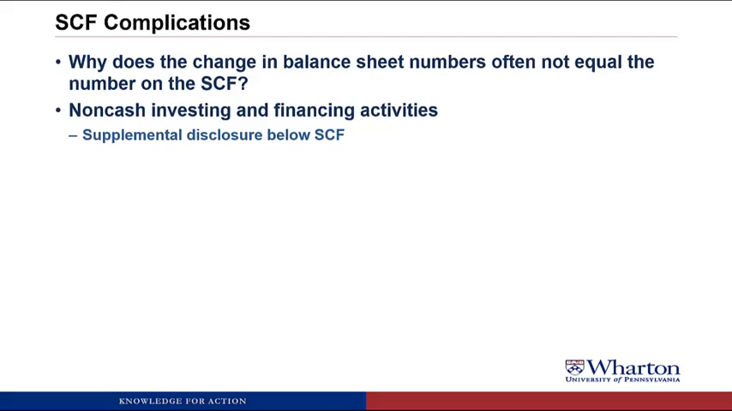An example would be, let's say one of our customers who owes us an account receivable can't pay us cash, so instead they give us a piece of land. Well, that would be a non-cash transaction. It would be disclosed at the bottom of the statement of cash flows. It would also affect the balance sheet number for accounts receivable, but it wouldn't show up on the cash flow statement because there's no cash involved.